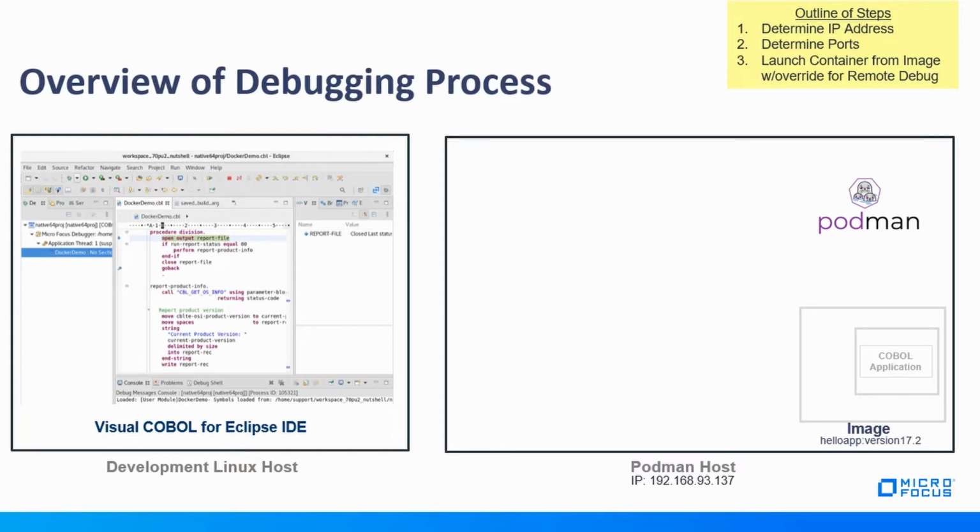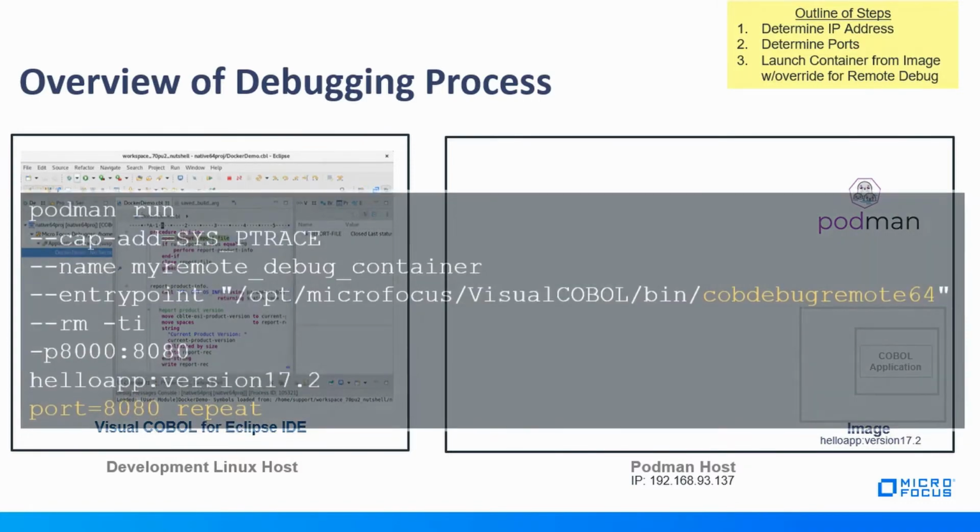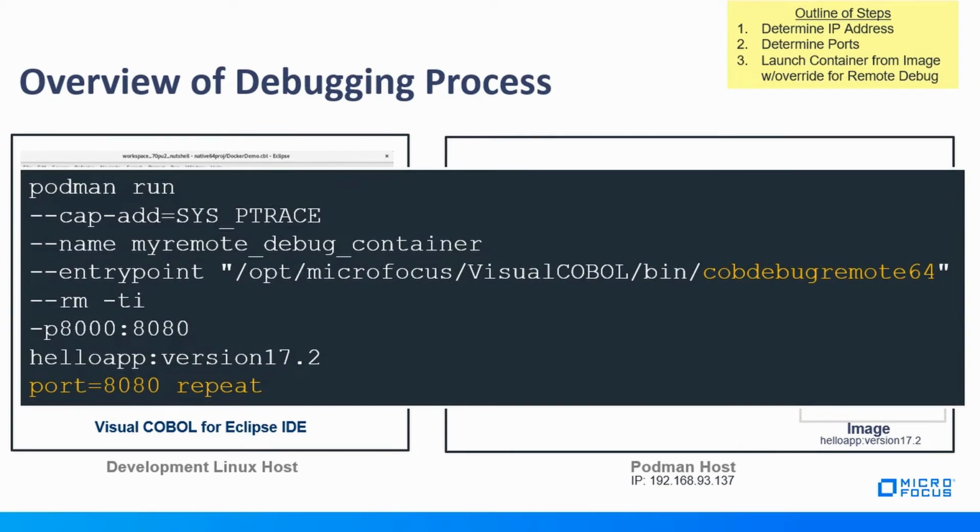We'll see how to do this shortly, but here is an example of a command to launch the container this way. This is a single command, but I've split out certain options onto separate lines to better describe them. The first option, after Podman run, enables the capability for debugging inside a Linux container. The entry point option says to skip running the default executable. Instead, this option will launch a process for remote COBOL debugging. Since we'll be debugging a 64-bit application, we specify the version of the remote debugger named COB Debug Remote 64.